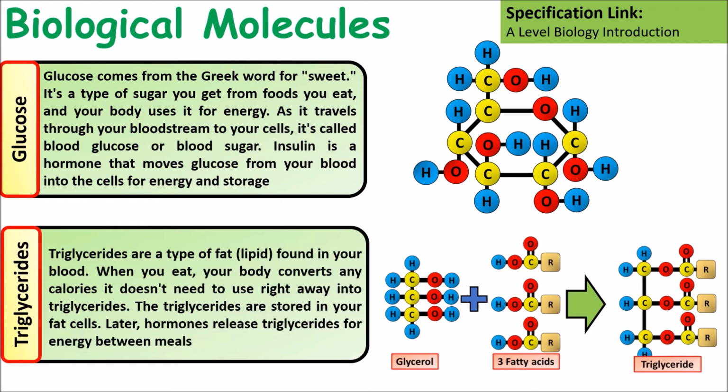Triglycerides are a type of fat found in your blood. When you eat, your body converts any calories it doesn't need to use right away into triglycerides. The triglycerides are stored in fat cells. Later, hormones release triglycerides so they can help provide energy between meals.